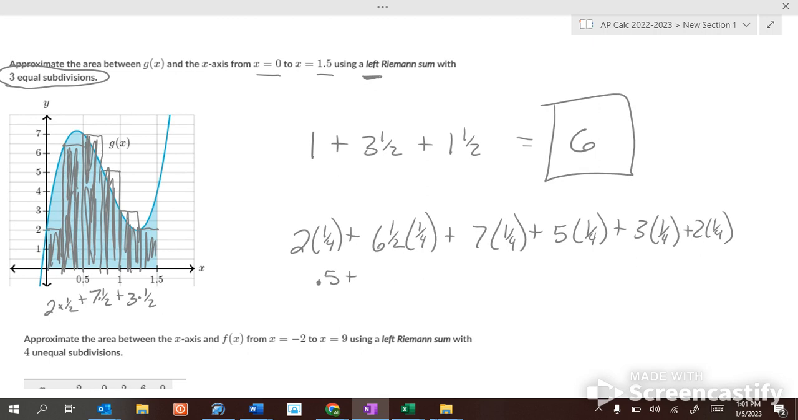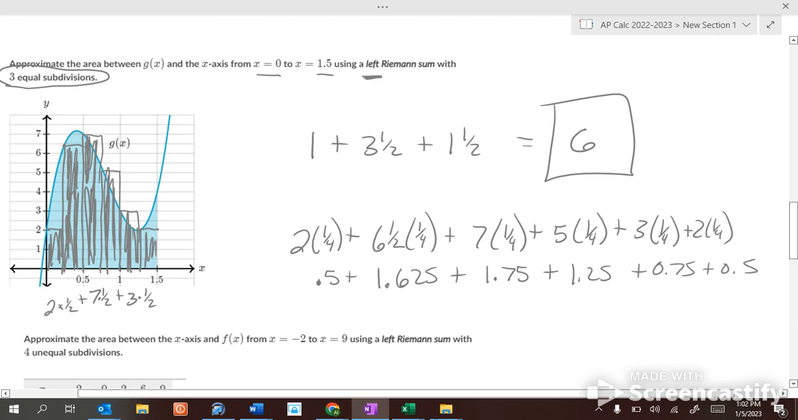13/8 is 1 point what? 1 5/8, so 1.625, right? 7/4 is 1.75. 5/4 is 1.25. This is 3/4, and this is 1/2. Why did I switch from fractions to decimals to fractions? I do not know. 0.75 plus 0.5.